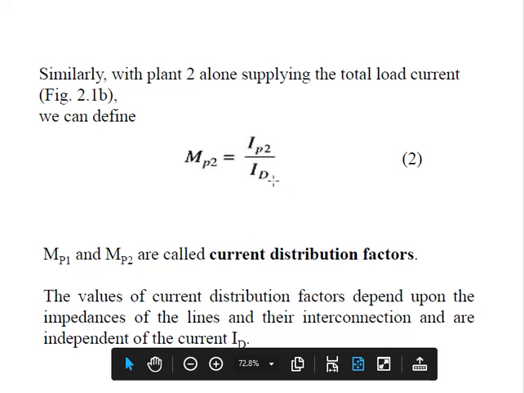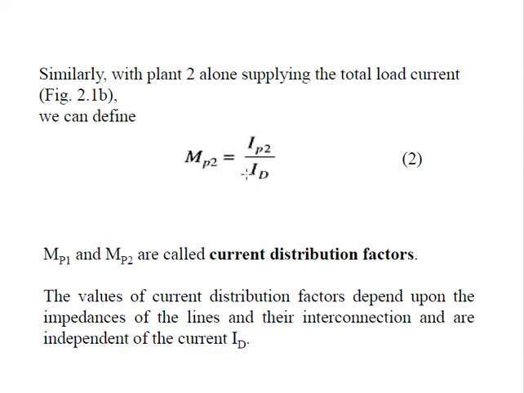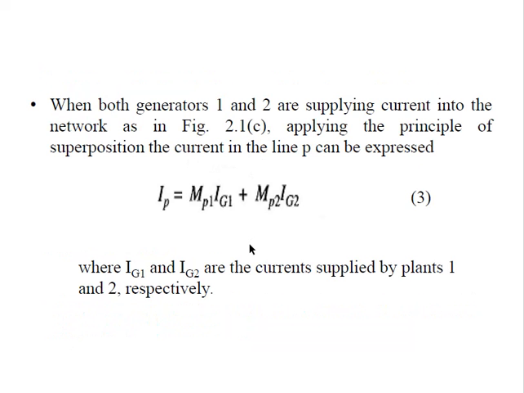We can see that ID is always independent of MP1 and MP2, because the load current always depends upon the consumer usage. The current distribution factors depend upon the impedances of the line. So MP1 and MP2, the current distribution factors, depend upon the impedances of the line and are independent of the current ID.